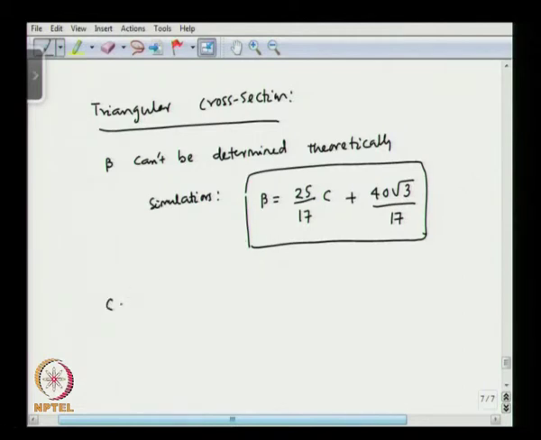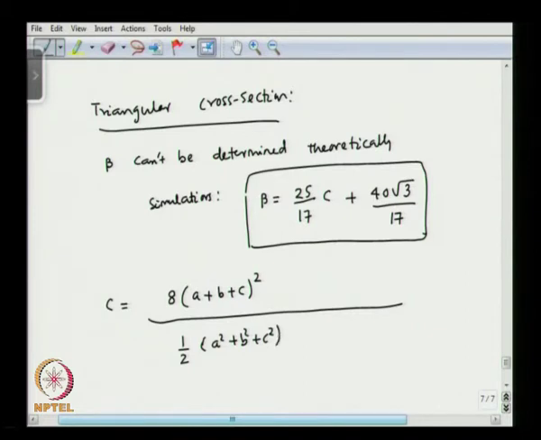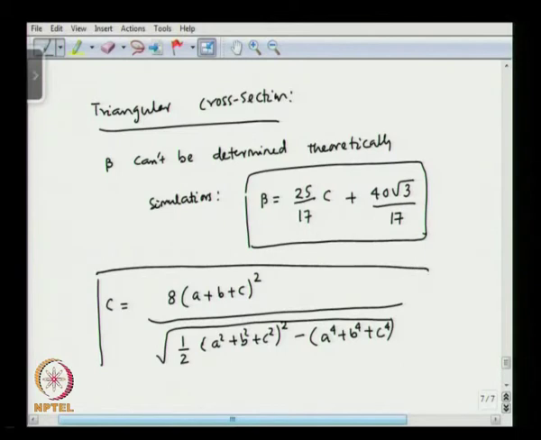Here C is given as 8 times (A plus B plus C) whole squared, where A, B, C are the sides of the triangle, divided by half times the square root of (A squared plus B squared plus C squared) whole squared minus (A4 plus B4 plus C4). So, this is the expression for C, which you can find for any triangular cross section.